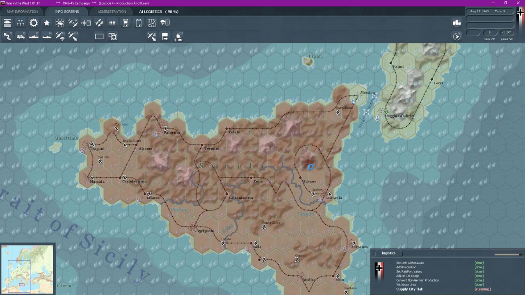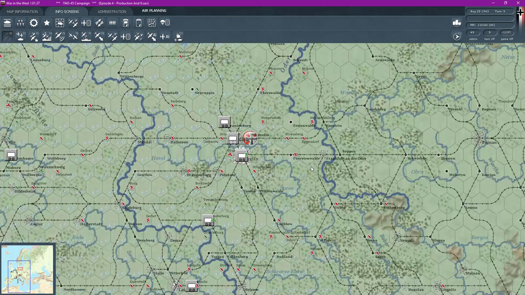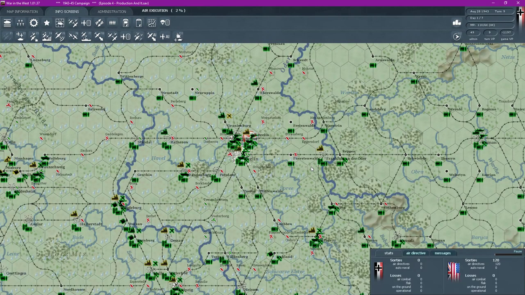Messina's gonna be a tough nut to crack. I mean, not only is it urban hex, it obviously has a port there, so we can't starve it of supplies. But I don't intend to take Messina head on. I really do not intend to do so. It'll be a conquest later on in the campaign, really.